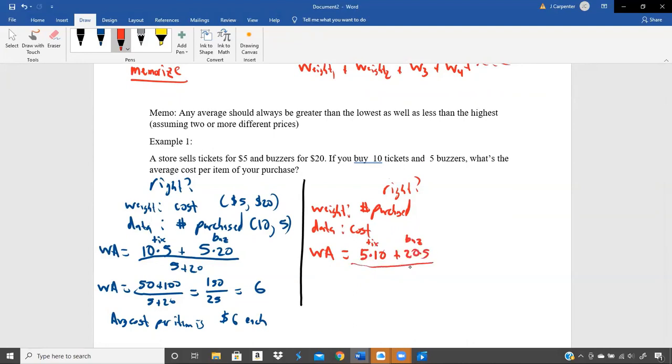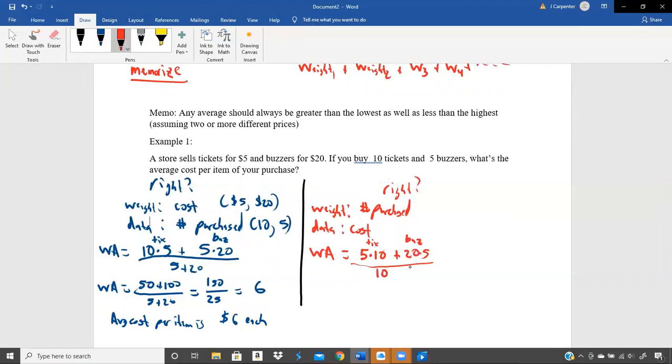And now we're saying that the data is the costs. I'm sorry, the data is the costs, but the bottom is the weights. I was saying that wrong. The bottom is the weights, and we said the weights are the number purchased, which are the 10 and the 5.